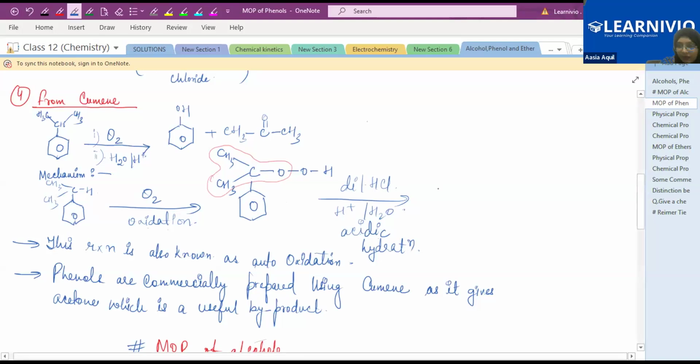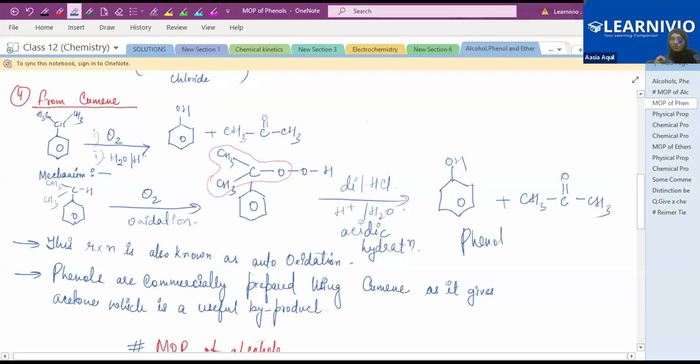So what happens? This OH bond rearranges itself over here. So it is phenol. You will get phenol plus this whole thing. What is this? CH3, C double bond O, CH3. You will get acetone. So that is the whole mechanism.